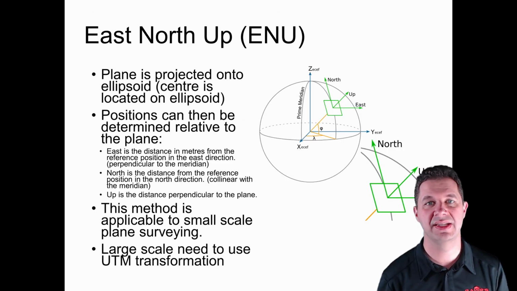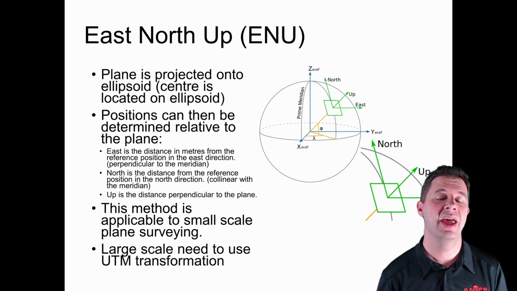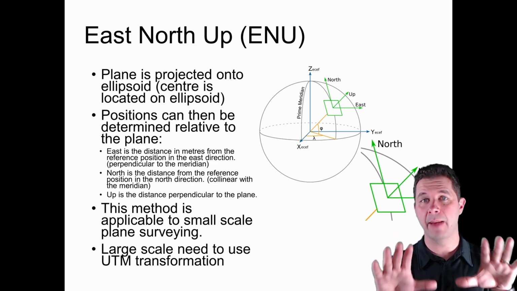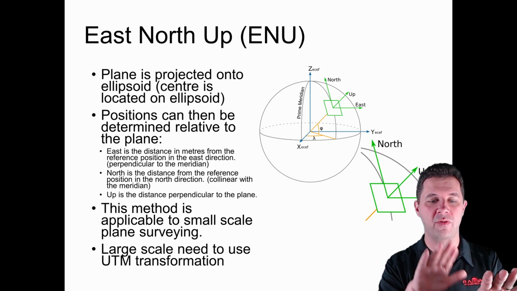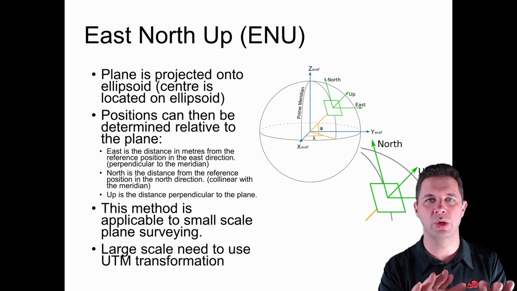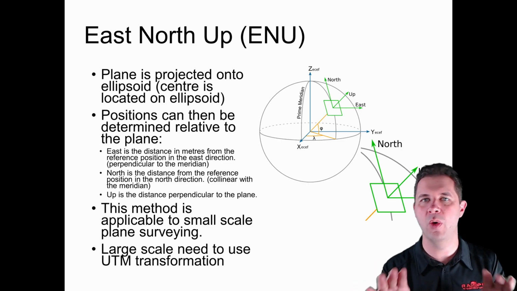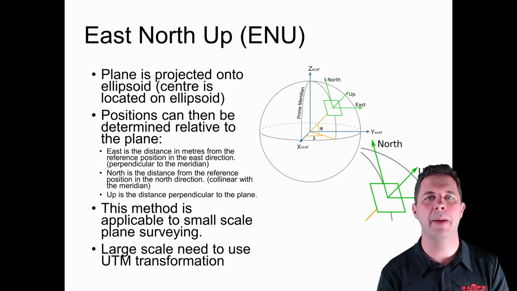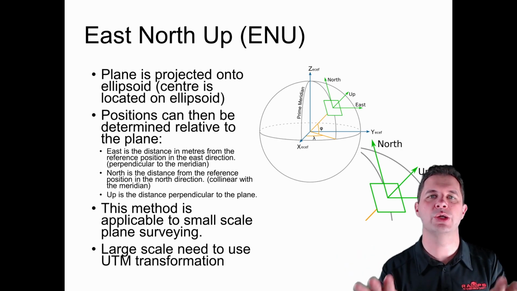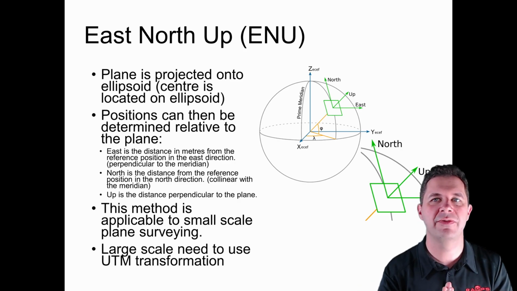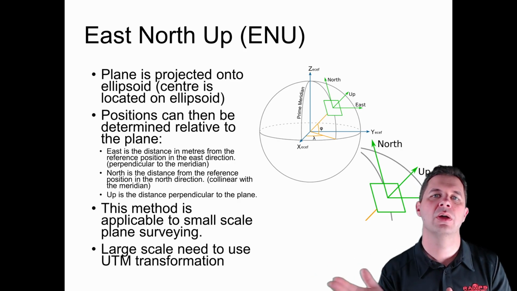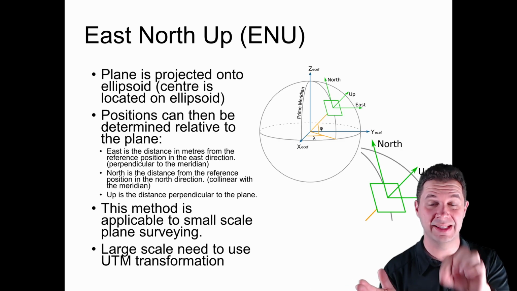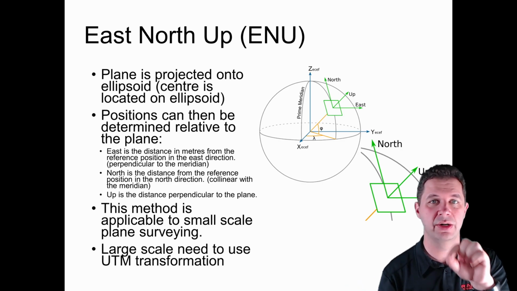We have one other coordinate system that's of interest, which is the east-north-up system. Basically, in the east-north-up system, we project a plane onto our ellipsoid. And the center of that plane is the center of where that plane touches the ellipsoid. And that will be 0, 0, 0 in our ENU, or our east-north-up position. Now that plane will sit on the surface of our ellipsoid, and we specify how far east we have from that center point, that point 0, 0, 0.